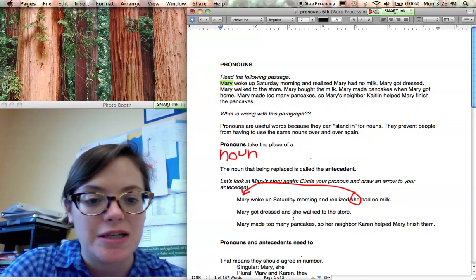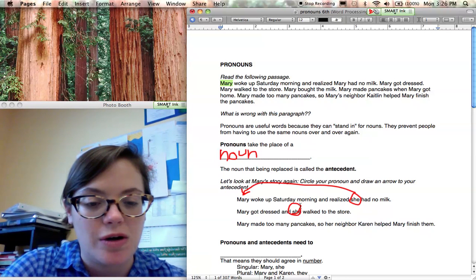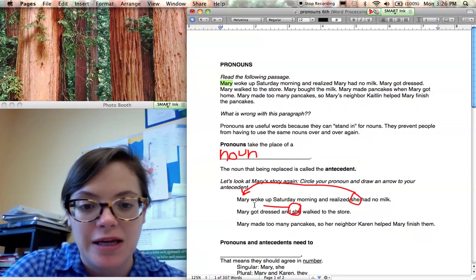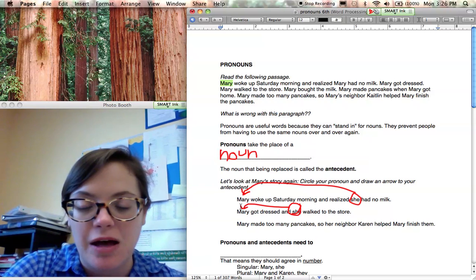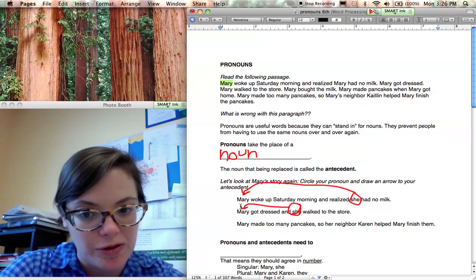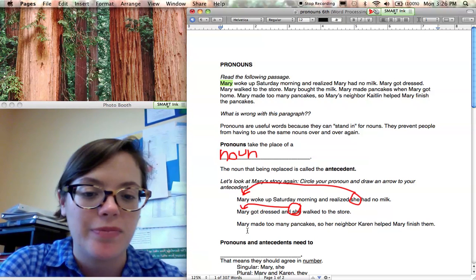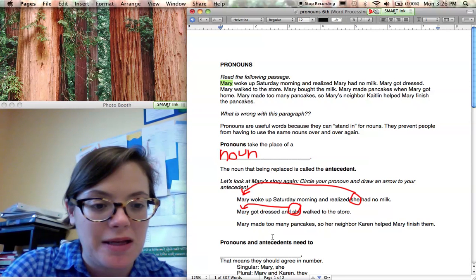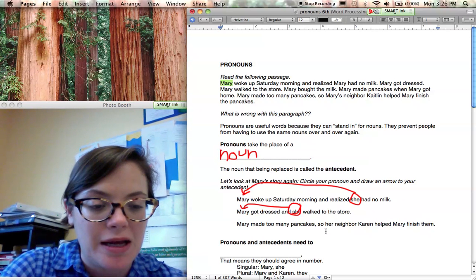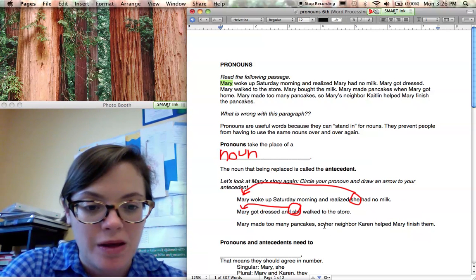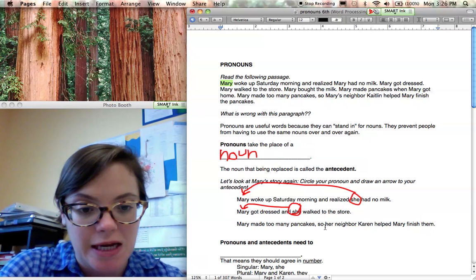Mary got dressed and she walked to the store. Again, we have my pronoun she taking the place of Mary. And make sure you're making your paper look just like mine so far. All right, Mary made too many pancakes, so her neighbor Karen helped Mary finish them. So I see a couple pronouns this time.